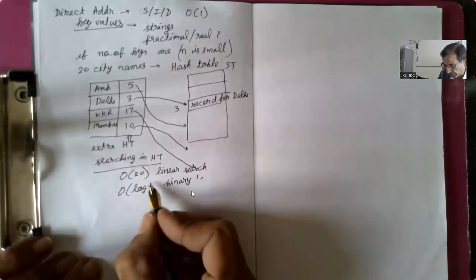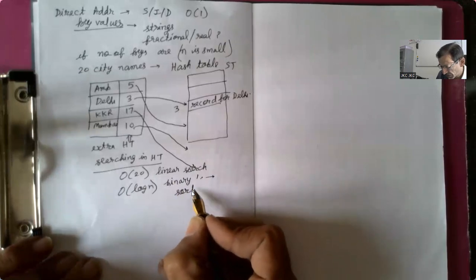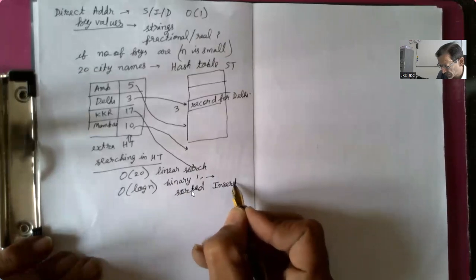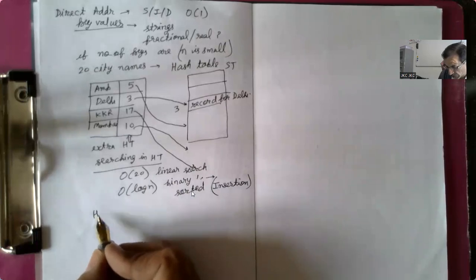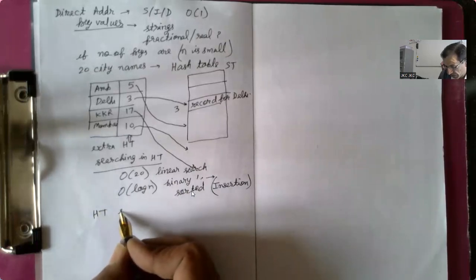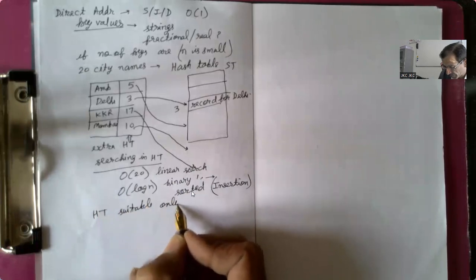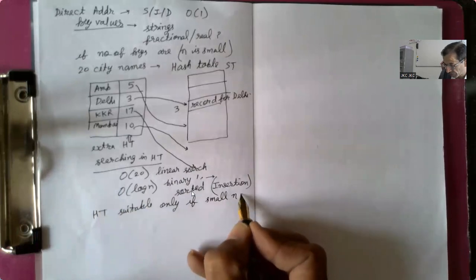And if I use binary search, the data needs to be sorted always. Sorted will mean insertion will become more time consuming. So obviously, a hash table is suitable only if I have a small value of n. For a bigger value of n, it will obviously not be suitable.